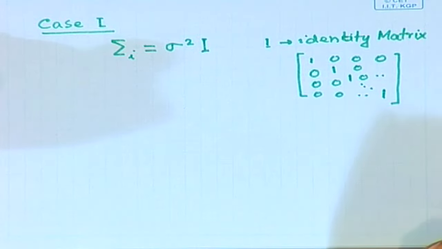Obviously, you find that when this covariance matrix sigma i is of the form sigma square into I, where I is the identity matrix, that means we have only the diagonal elements, which give only the variance of the individual components. Okay. And the variance of all the components is the same, which is equal to sigma square, and the off diagonal elements are equal to 0, which indicates that sigma ij is equal to 0.